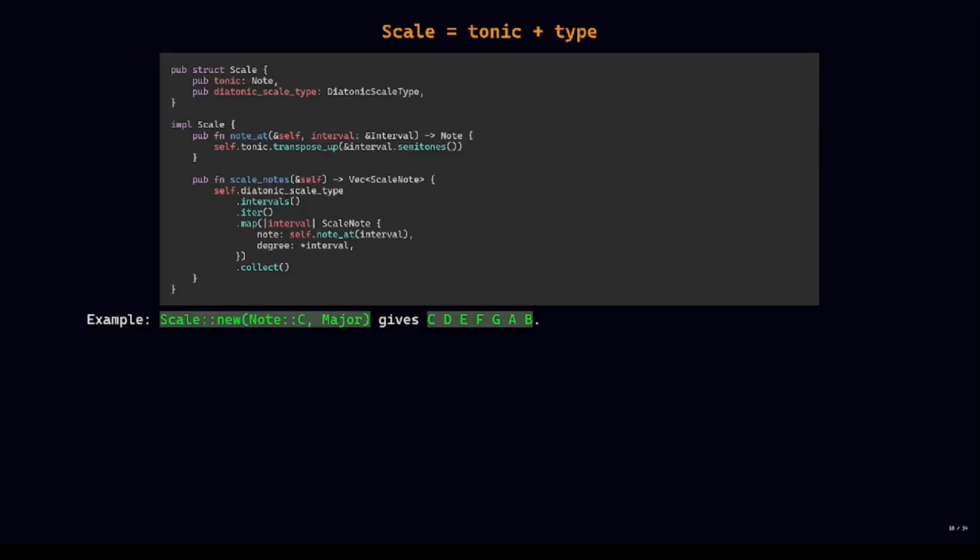The scale itself, like I mentioned, is you have a scale type and you attach a tonic to it, and that gives you an instantiation of the scale, for example, a C major scale. And you can get all the notes from a scale by going to an interval of the scale and then seeing how many semitones there are and move your root up by that many semitones to give you a note. So that's how you can get all the notes for C major.